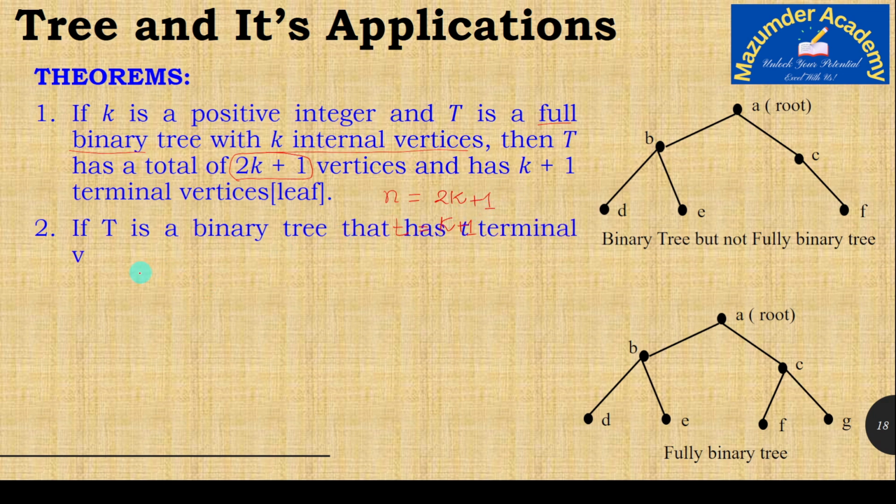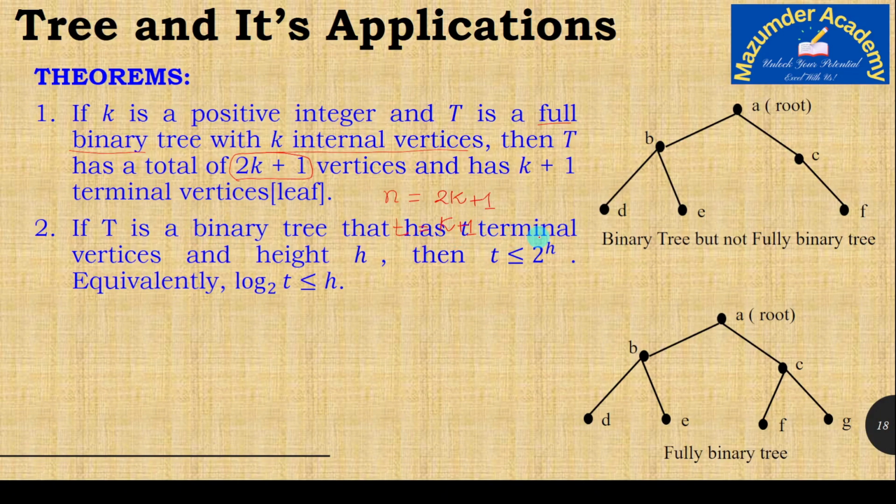Next result is, if T is a binary tree, not necessarily a full binary tree, and t is the number of terminal vertices and h is the height, then the number of terminal vertices must be less than or equal to 2 power h. This result also we will use in many exercise questions. If T is a binary tree, not necessarily full, just a binary tree, and it has t terminal vertices and height h, then t is always less than or equal to 2 power h. That means the number of terminal vertices is always less than or equal to 2 power h, where h is the height of the tree.